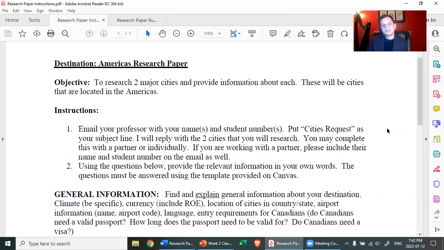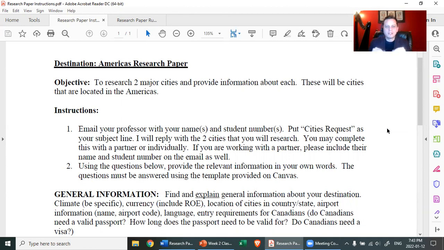So like I said earlier, each of these destination courses has its own research paper. Destination Americas, Destination Europe, Destination World. They all have their own project. This one, it starts off easy. This one, I've given you a template, and you kind of just fill in the blanks with sentences. And then it gets more and more involved. And by your last destinations course, it's a bigger project.